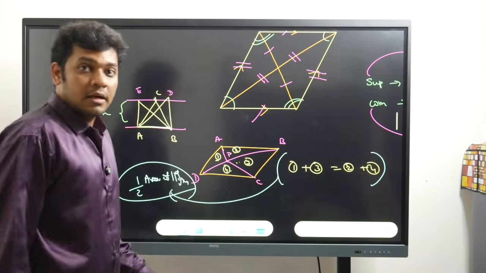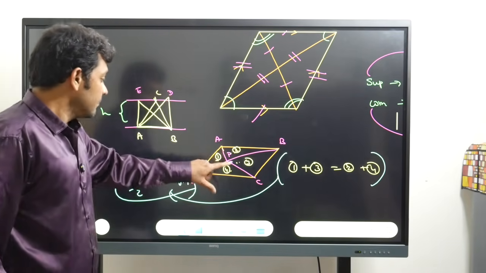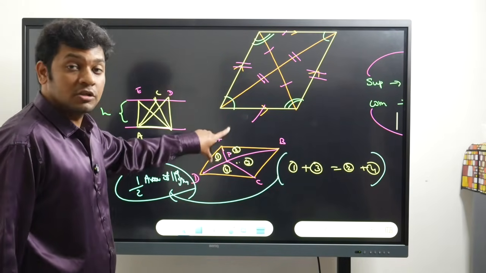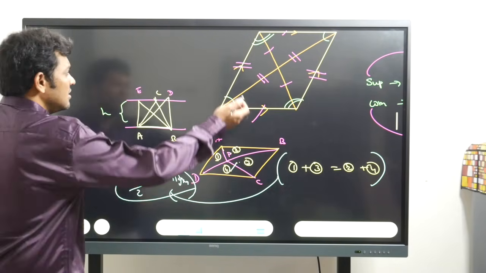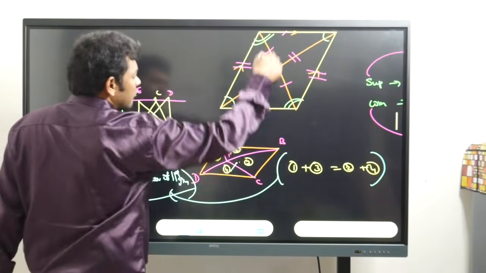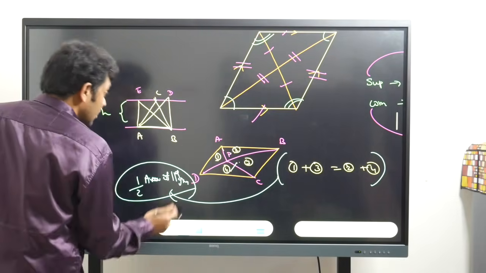Okay, right? So when you say any parallelogram, you take a point, the sum of these two areas equals the sum of these two areas, that is equal to half the area of the parallelogram. So when I say area of a parallelogram, how do we find the area of a parallelogram? Again, there are multiple formulas for that.